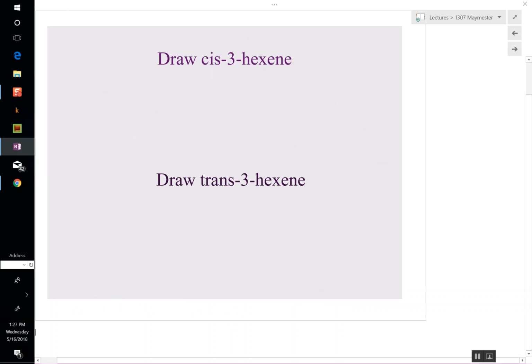Okay, there you go. Draw a couple of these. Draw cis 3-hexene and trans 3-hexene. Draw them. Cis 3-hexene and trans 3-hexene.